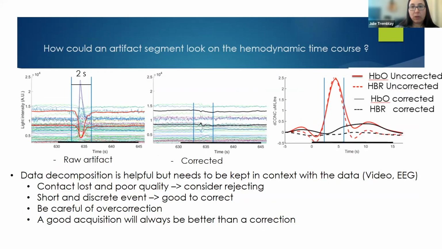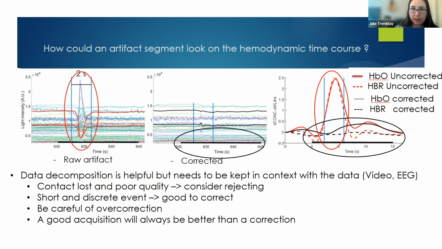Here is how an artifact segment could look on the hemodynamic time course. In red here, you can visualize the artifact in the raw data and how it looks after the transformation to hemodynamic concentration. We do observe a strong variation where the HbO and HbR concentrations increase strangely together. We like to avoid this in our final data because it was caused by a 2-second artifact clearly visible in the raw data and not related to our task. So we observe that the time courses vary together, and we really don't want to integrate this in our data.